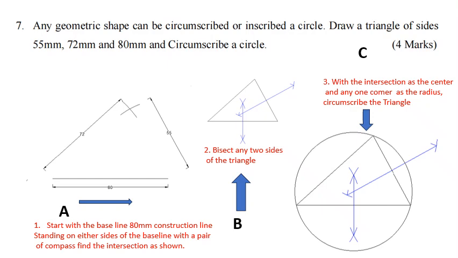Once we have this triangle, because we want to circumscribe, for circumscription, we need to bisect any two sides of the triangle. So bisect this side, you get this line. Bisect this side, you get this line. And where there's an intersection here, place your pair of compasses, stretch it to this end, and you'll be able to draw that circle circumscribing the triangle.